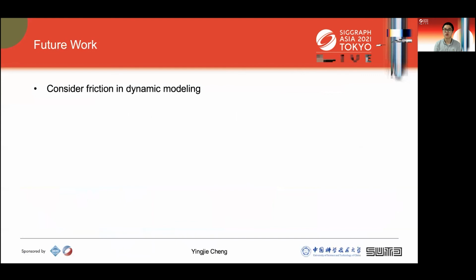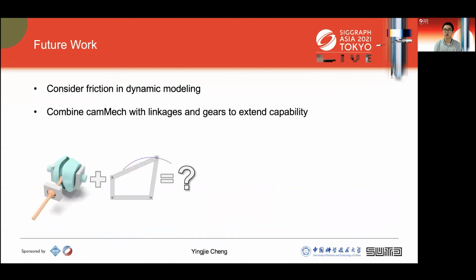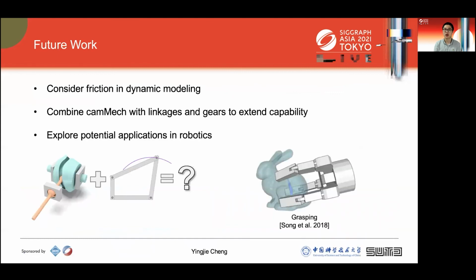Future work. Firstly, we could consider friction in dynamic modeling. Secondly, we want to combine CamMech with linkages and gears to extend capability. Last but not least, we would like to explore potential application in robotics.